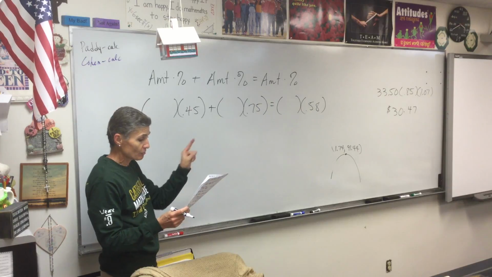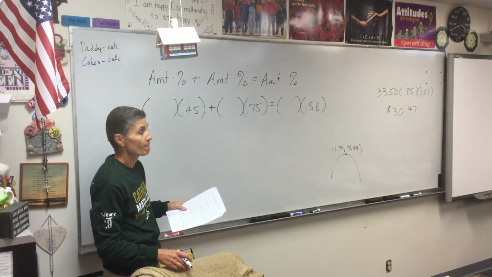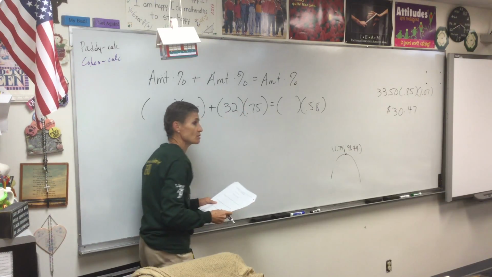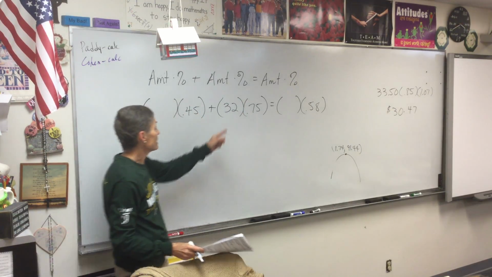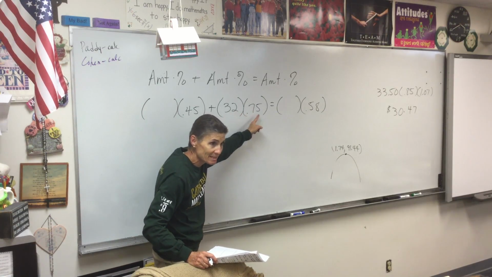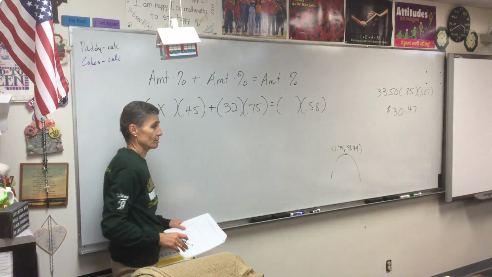Ken, the other number in the problem is 32. Where's it go? Here. And it goes there because the problem clearly says you got 32 ounces of this kind. You cannot miss that. How much?